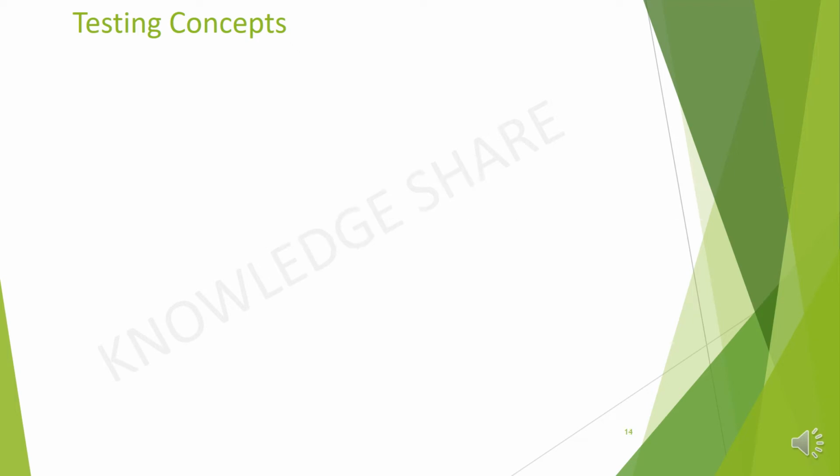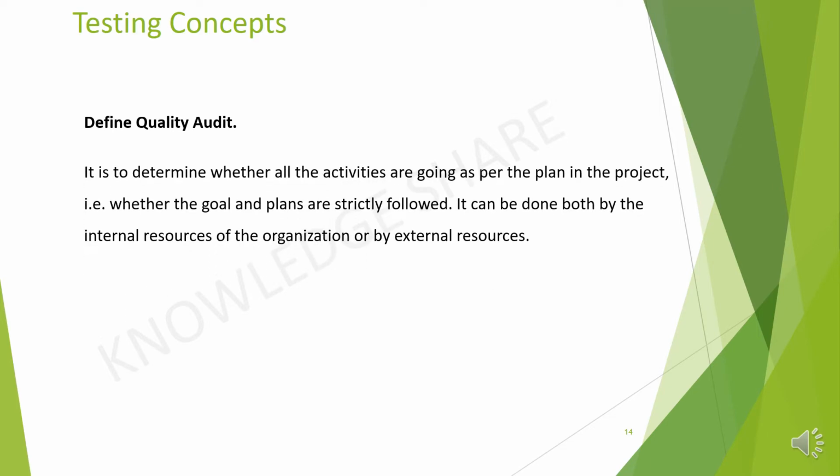Our next question is, what is quality audit? It is to determine whether all the activities are going as per the plan in the project, that is, whether the goal and plans are strictly followed. It can be done both by the internal resources of the organization or by external resources.